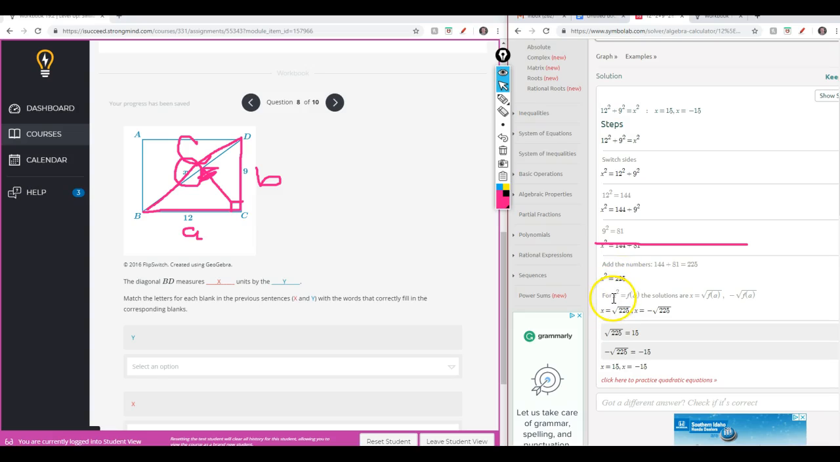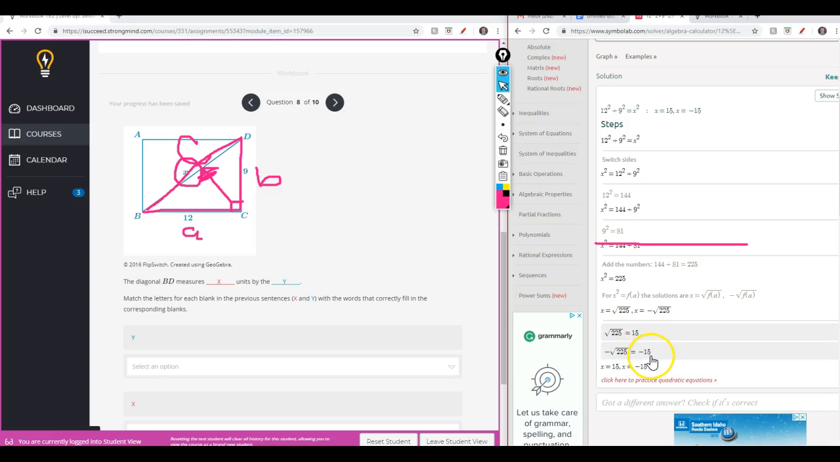Then this says for every x squared as the function, the solutions are x equals the square root of that function and the negative square root of that function. What that means is you take the square root of both sides. So we have x equals the square root of 225 and x equals the negative square root of 225. The square root of 225 is equal to 15, and the negative square root of 225 is equal to negative 15.